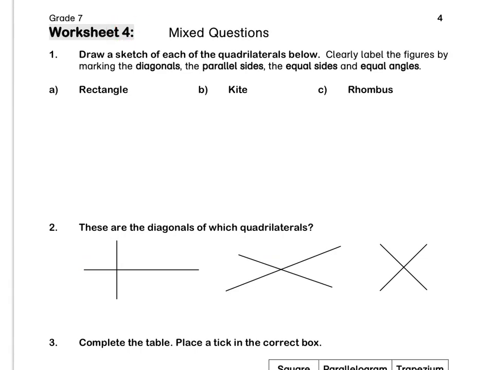Worksheet 4. Draw a sketch of each of the quadrilaterals below. Clearly label the figures by marking the diagonals, the parallel sides, the equal sides, and equal angles. Pause this video to do so.